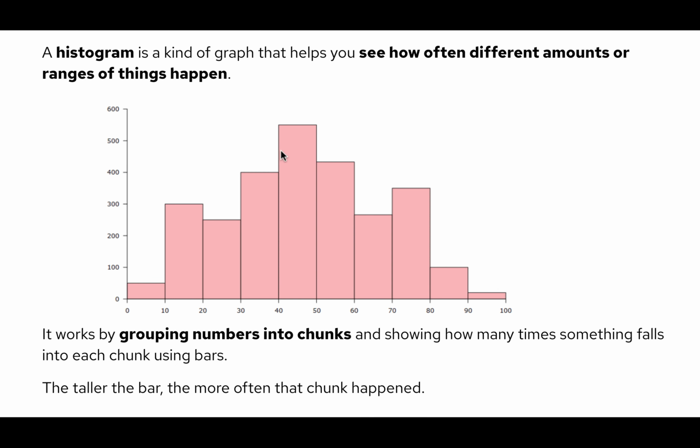So for example, this one is the tallest, so between 40 and 50 it happens the most. And this one's the shortest, so between 90 and 100 it happens the least.